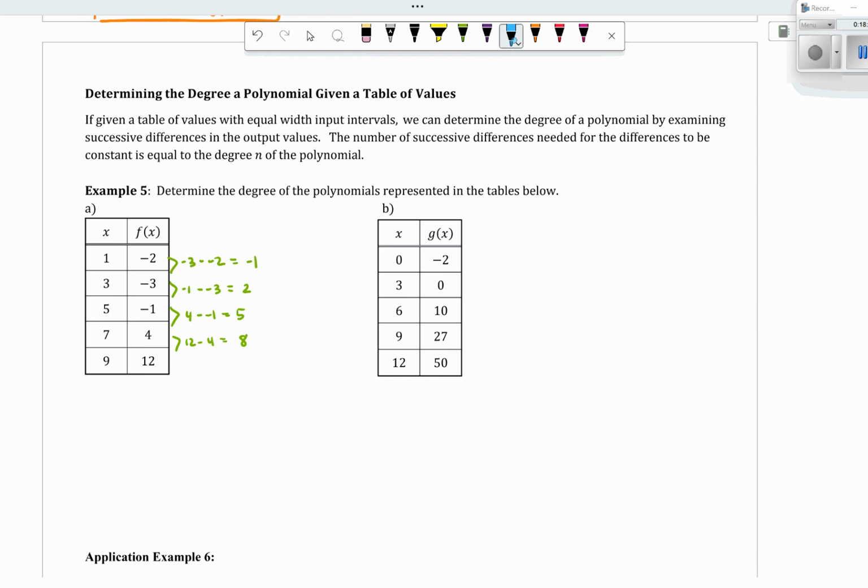And then when we subtract again, 2 minus -1 is 3. 5 minus 2 is 3. And 8 minus 5 is 3. So this is a degree of 2, because the second differences are constant.